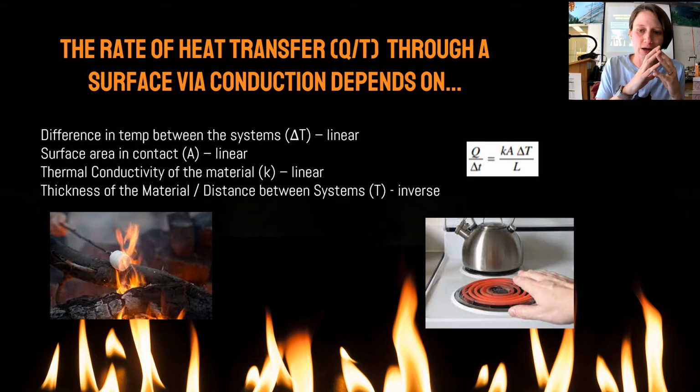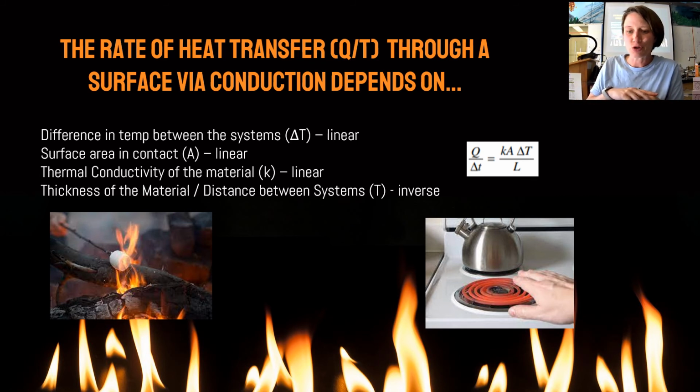It's the rate of energy transfer by conduction, and it is equal to, we've got a linear relationship with k, so lowercase k is the thermal conductivity of the material. The higher the thermal conductivity, the faster the rate of energy transfer. So metals have a really high thermal conductivity. Times the surface area that's in contact, that's also linear. So the bigger the surface area, the bigger the rate.